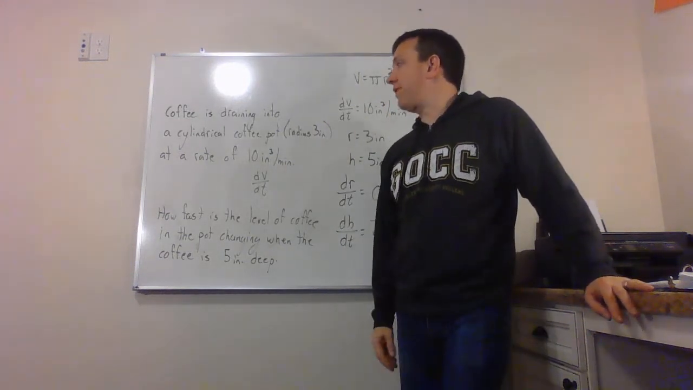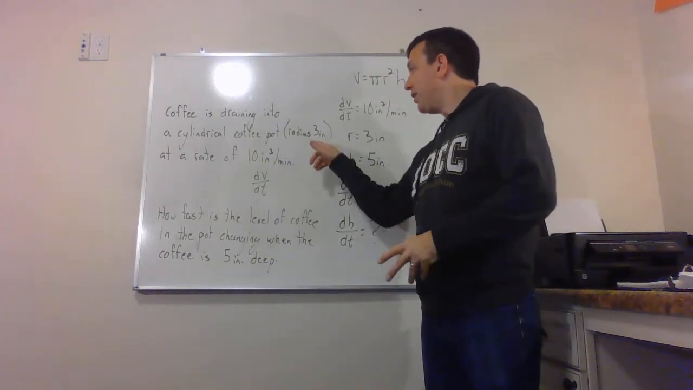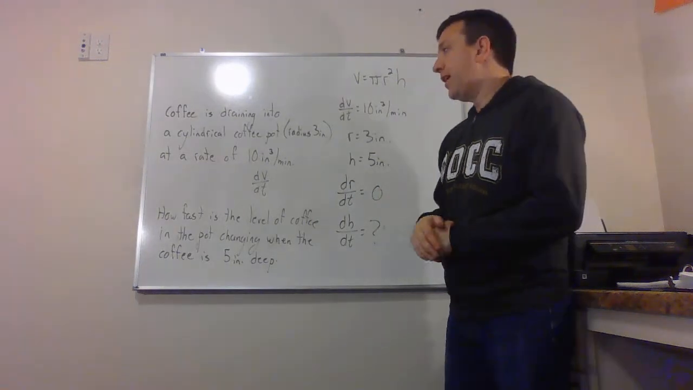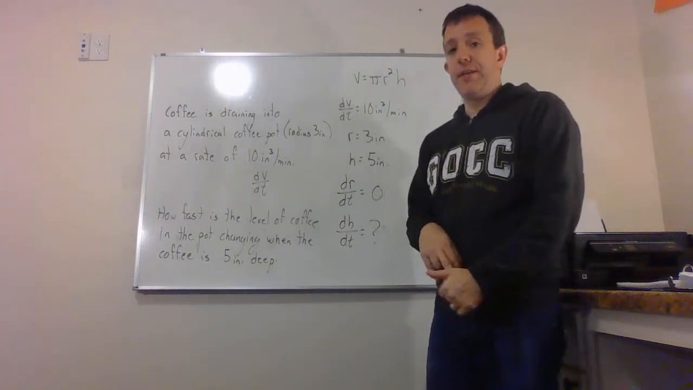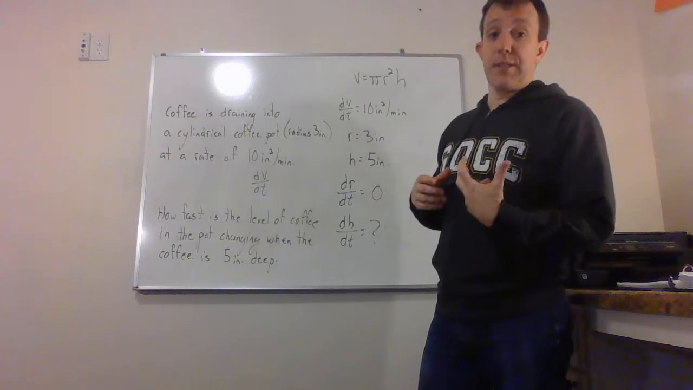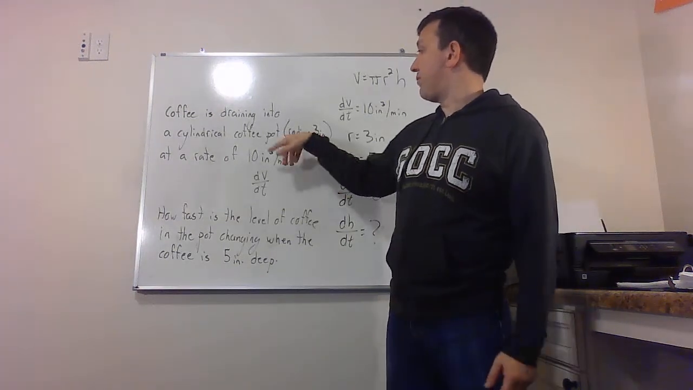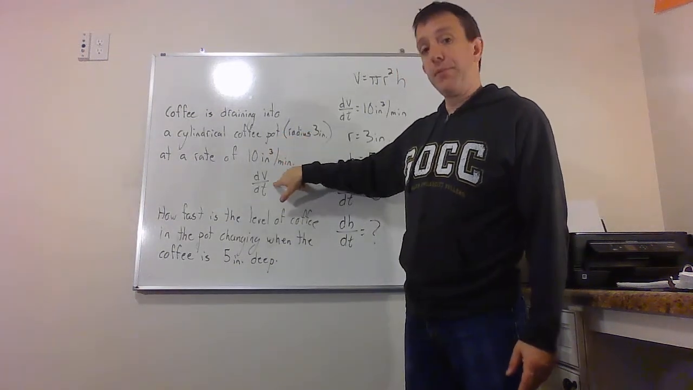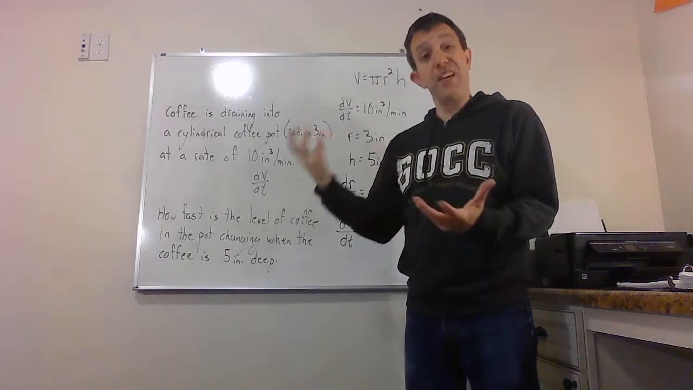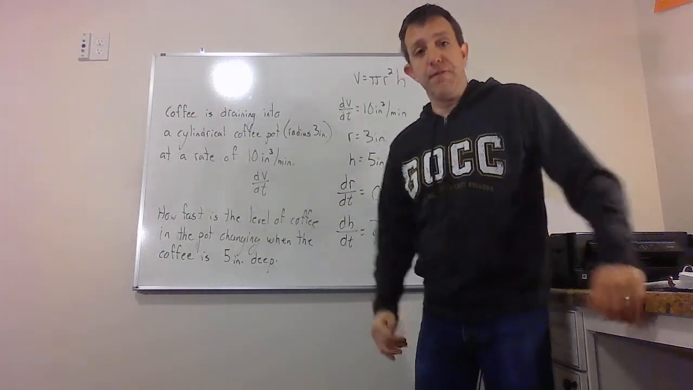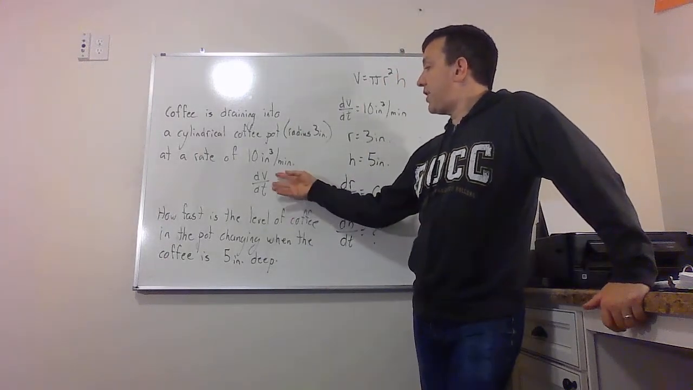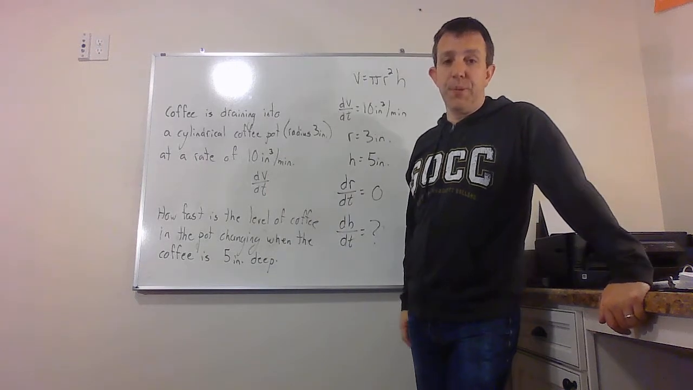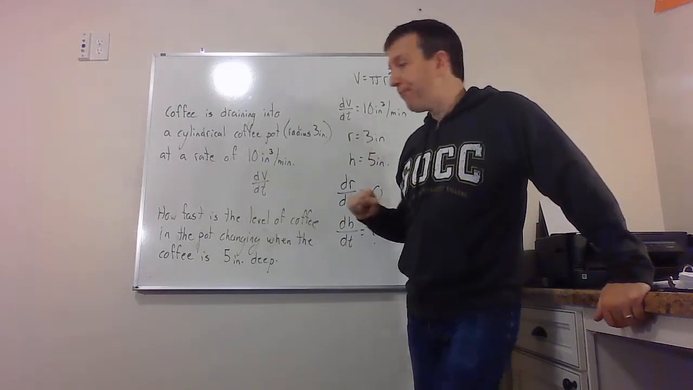So it says coffee is draining into a cylindrical coffee pot with a radius of 3 inches at a rate of 10 inches cubed per minute. Now I want to pause there for just a second and point out that this rate is a change in volume. The coffee is coming in, that's filling up space, that's a change in volume. So the change in volume is 10 inches cubed per minute, and we'll get to that over here.